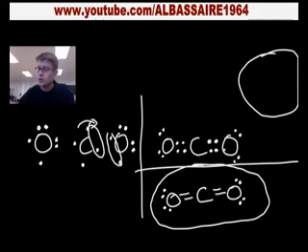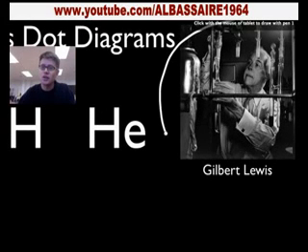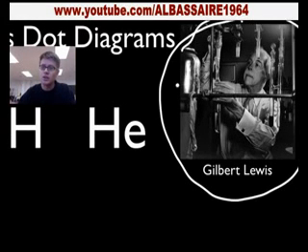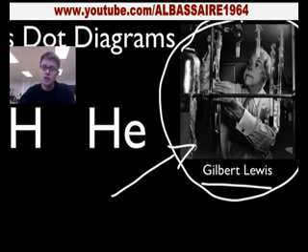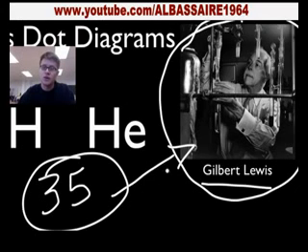Thanks to Mr. Gilbert Lewis, we've got these Lewis dot diagrams. The sad story about Mr. Lewis, to end on a sad note, is that he did so much work in chemistry, so much amazing work, really figured out, especially electrons and how electrons work. Sad note is that he was nominated for the Nobel Prize 35 times and he never won.